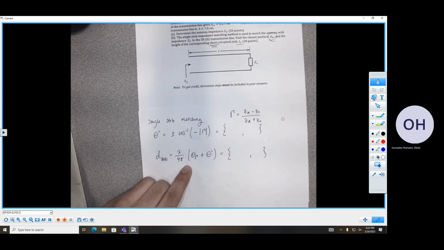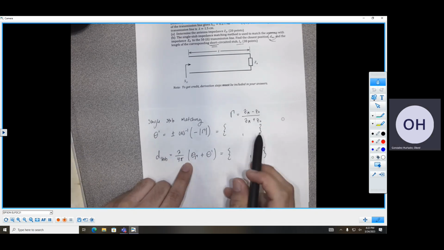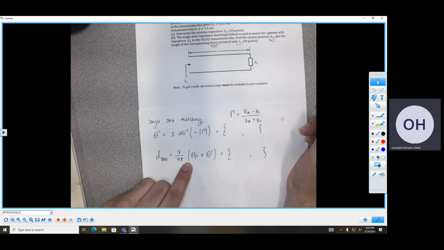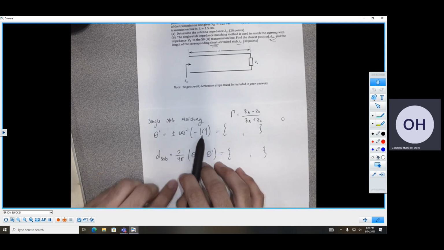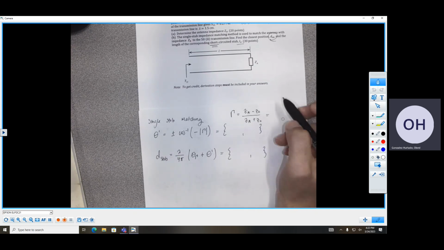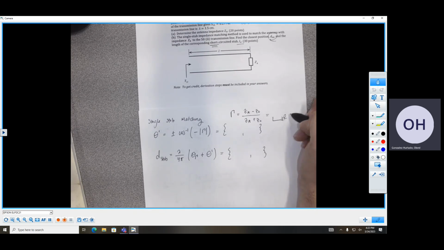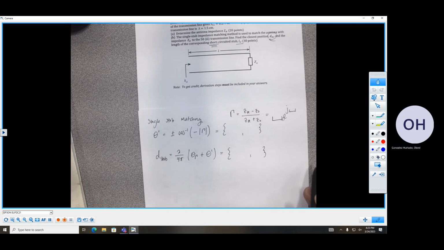This one, I forgot to mention, will be the angle of your gamma. So yeah, it's just the phase of this over here. Same with this, it's just the magnitude. Because whenever you get this, you'll get the magnitude e^(j phase).